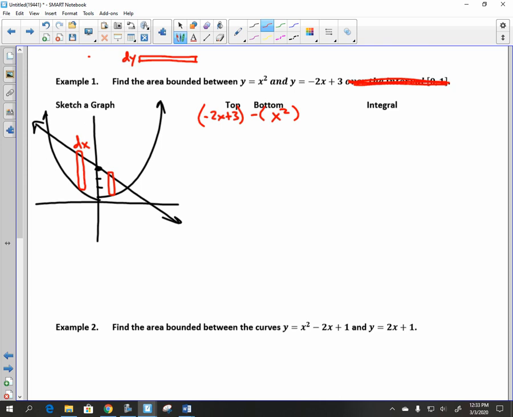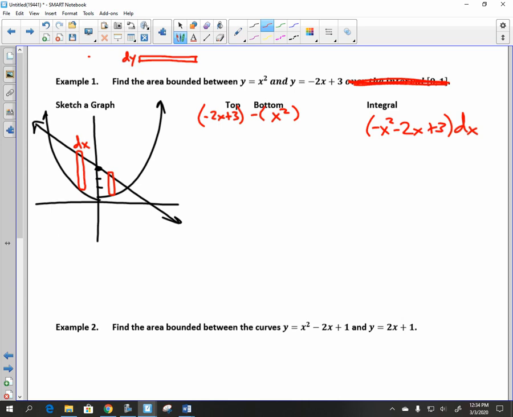So you could draw any rectangle you want to, and that would always be the case, right? No matter where I draw it, the line's on top and the parabola's on bottom, correct? So therefore, the area of one rectangle is the width, which is dx, times the height. The height is the top minus the bottom. So I'm going to write that: negative x squared, negative 2x plus 3. That's the area of one rectangle.